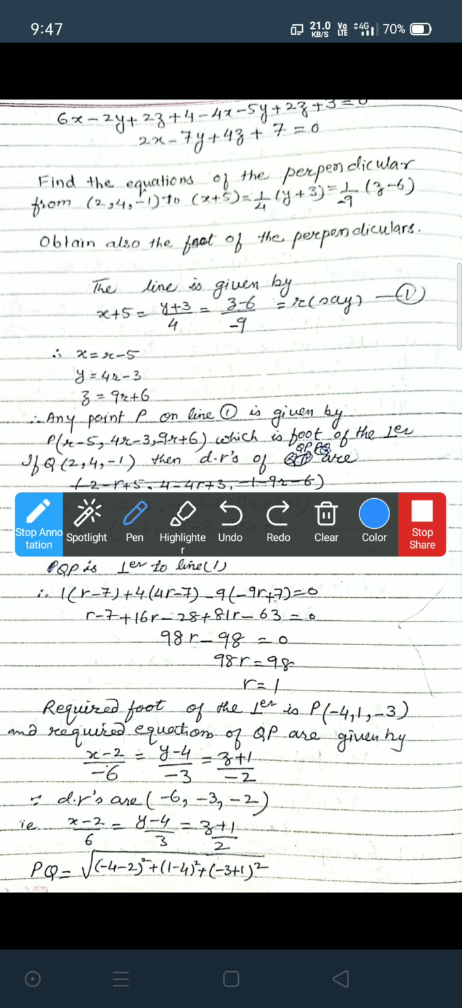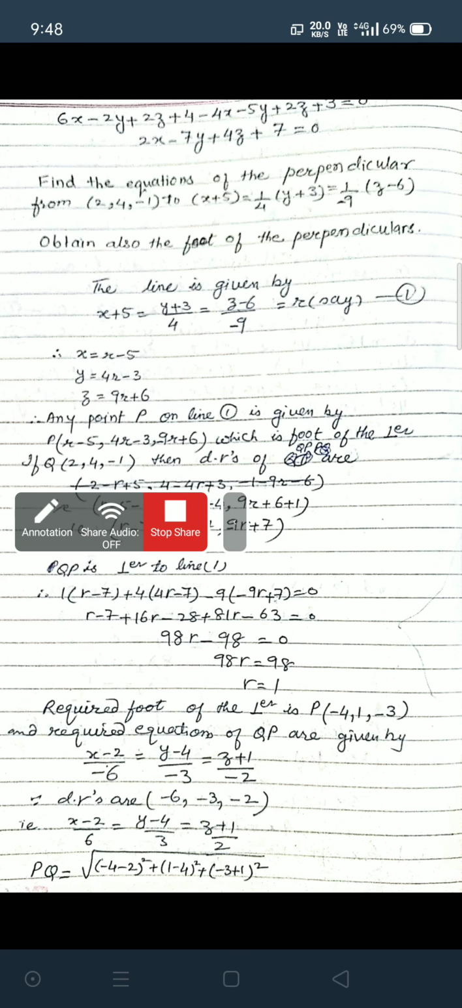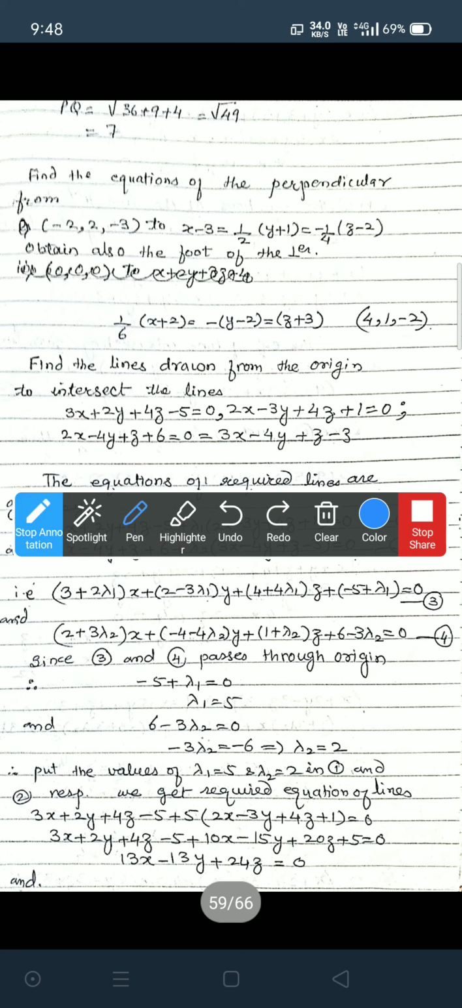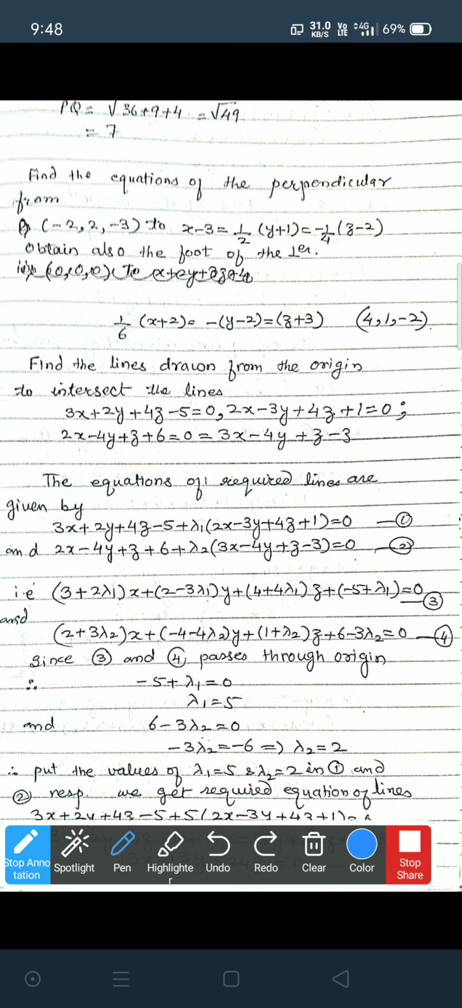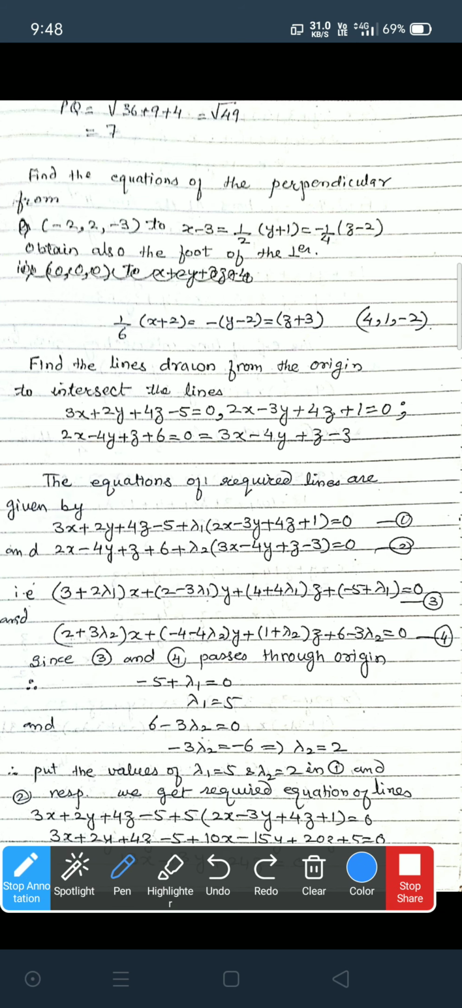So this is x minus 2 by 6 is equal to y minus 4 by 3 is equal to z plus 1 by 2, if we take the minus sign as common. So the distance of PQ is equal to: you know the coordinates of P and the coordinates of Q, so take the difference of both here. Minus 4 minus 2 whole squared plus 1 minus 4 whole squared plus minus 3 plus 1 whole squared. So therefore PQ is equal to the square root of 36 plus 9 plus 4, which is equal to root 49, and the square root of 49 is equal to 7.